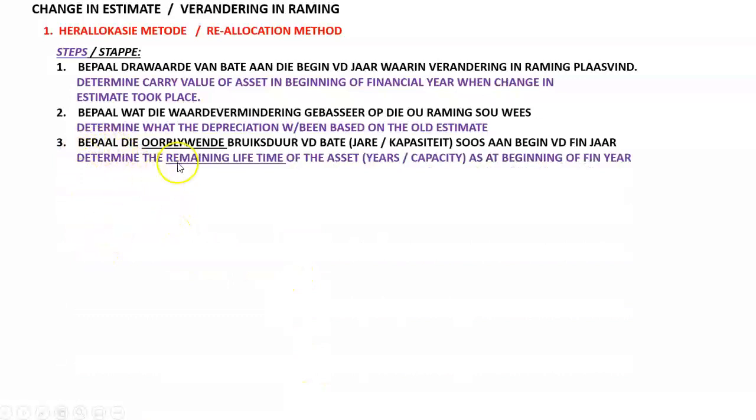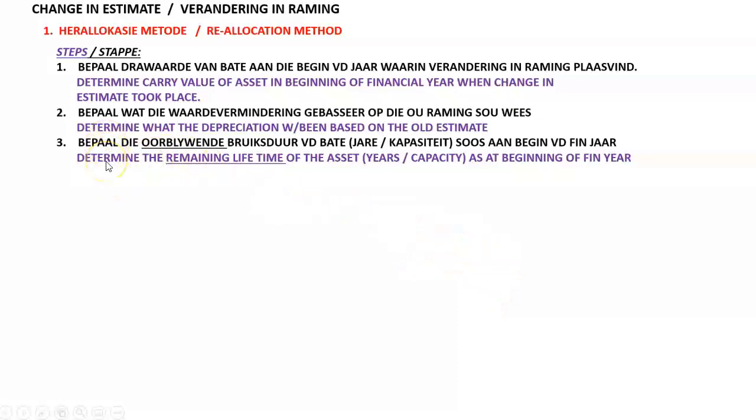Now I'm going to move over to my new way. And where do I start with my new way of calculating depreciation based on the new estimate? Now we're talking about the reallocation method. So our starting point for the reallocation method is the carrying value of the asset at the beginning of the current financial year. So that's my starting point in the new column, my carrying value of the asset at the beginning of the year.